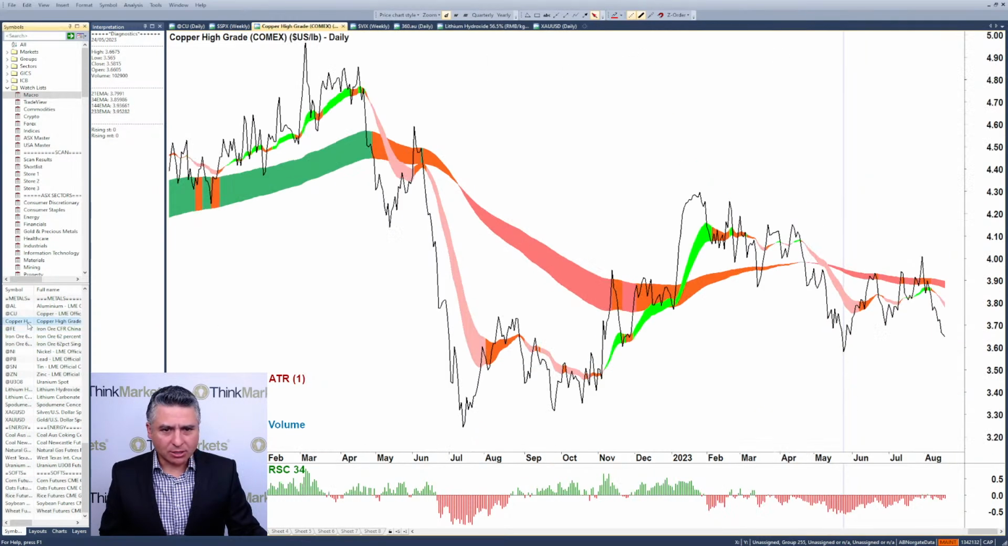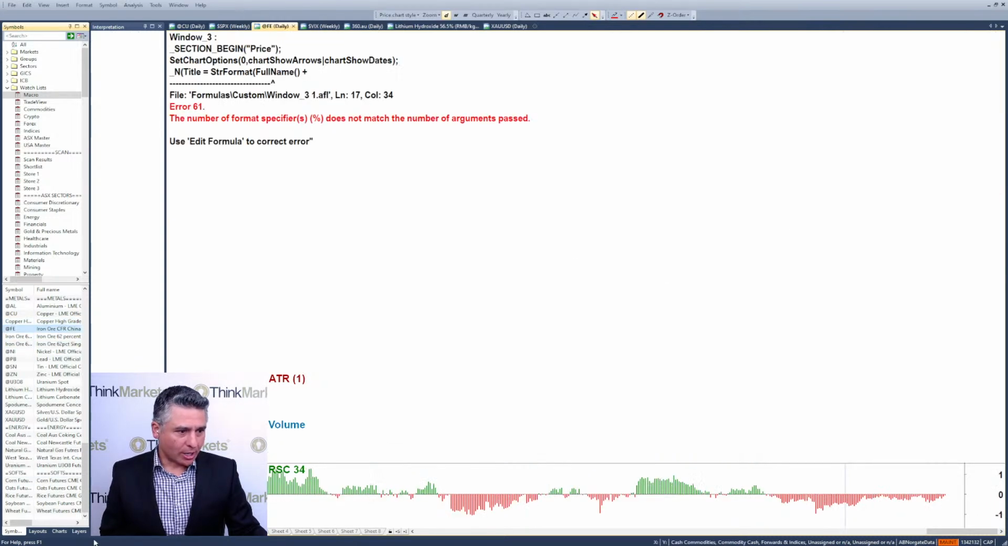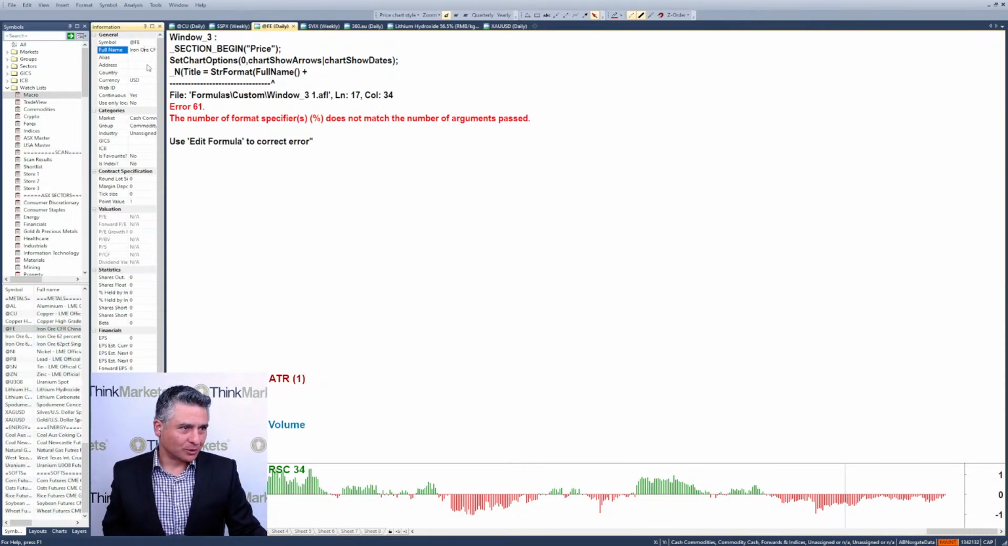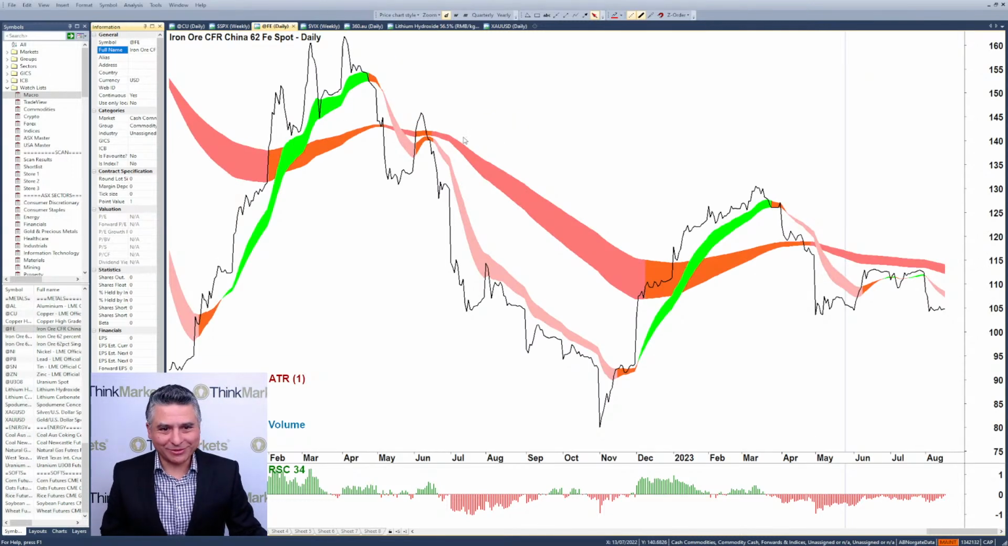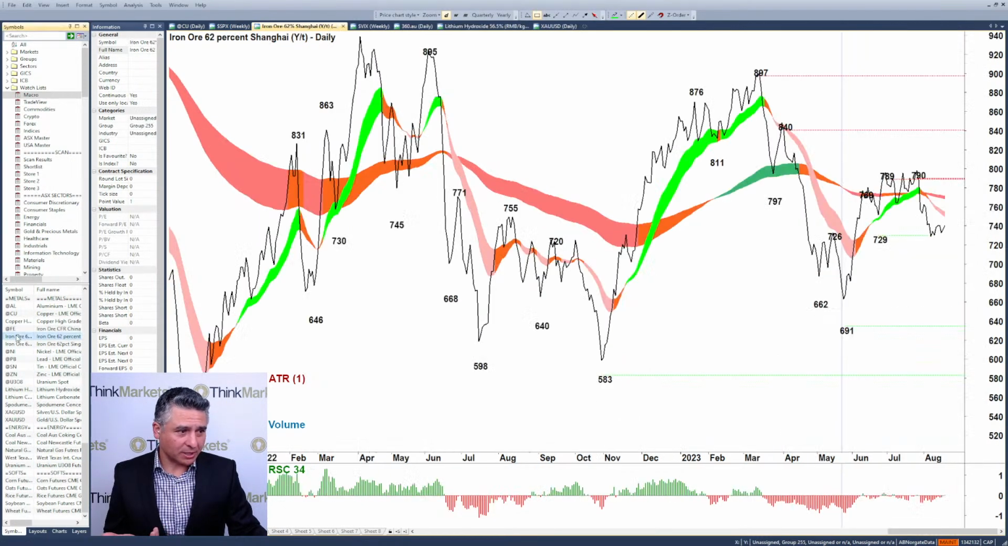What does the high grade contract look like? Not much better at all. That's the COMEX contract. Iron ore in China won't appear until I do something. And then it will appear. There it is there. And that's really iffy as well. So through here, we're going to have a problem on iron ore. I know I'm depressing the hell out of you, but hey, don't shoot the messenger. That's the Shanghai version. I wouldn't say it's all that much better.